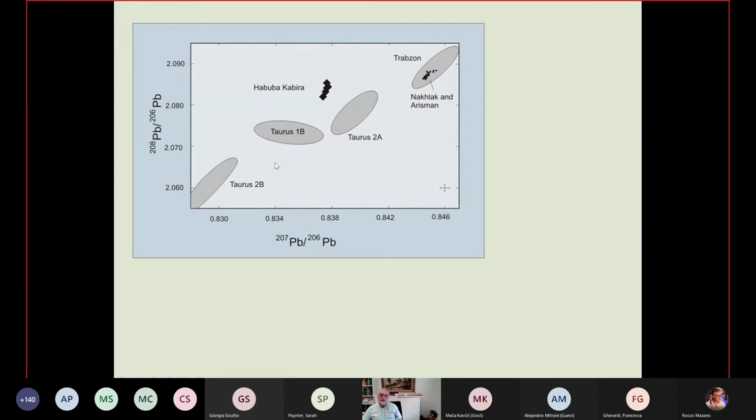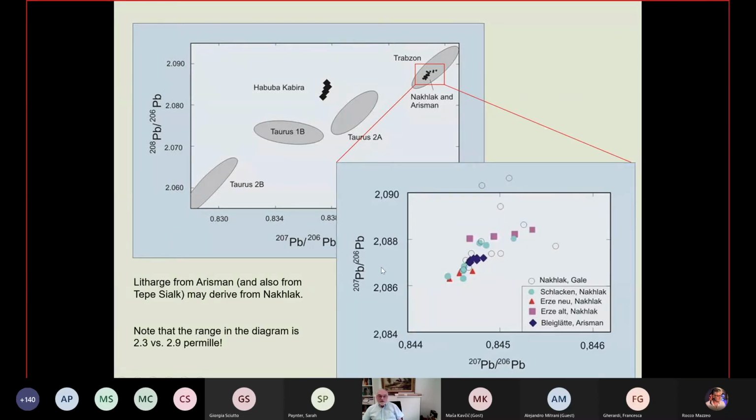There have been publications on silver and lead ores in the Taurus region in southern Turkey, and we also have a litharge found in Habuba Kabira, which is in Syria on the Middle Euphrates. And here we have Nakhlak and Arisman. There would be matching isotope ratios in northern Turkey, but this is a very unlikely source region. However, if we look at the Nakhlak ores in detail, then we see a very close coincidence of Nakhlak ores with the litharge of Arisman.